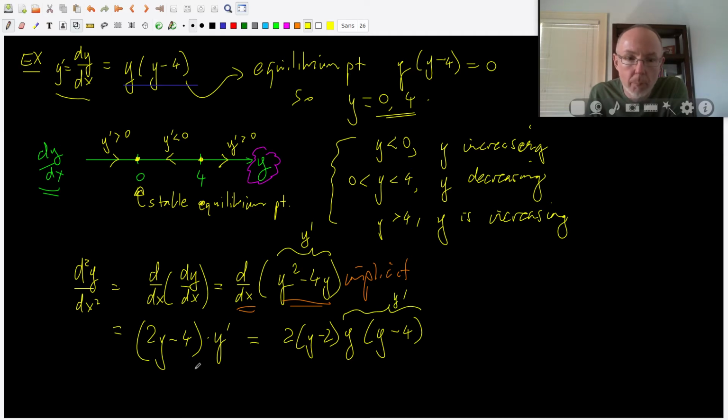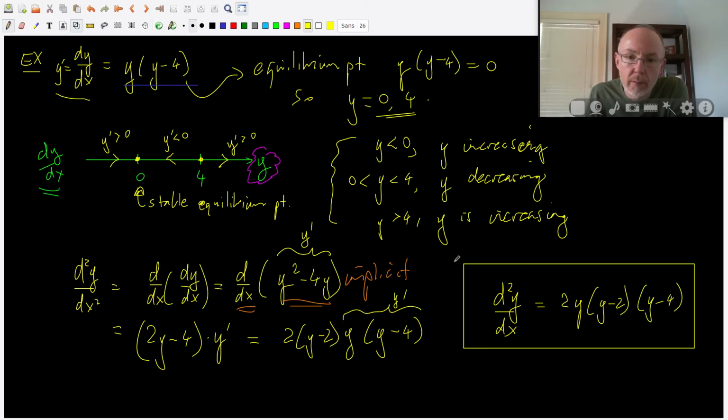That's y prime. So what I've got here is a second derivative with respect to x that has a bunch of terms in it. Just rearranging them, it's y minus 2, y minus 4. There we go. There's our second derivative with respect to x. And we've got the first derivative up there because that was our original differential equation. So I'm going to go on to the next page and draw the phase line for the second derivative.